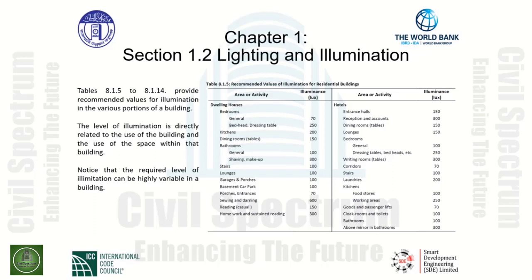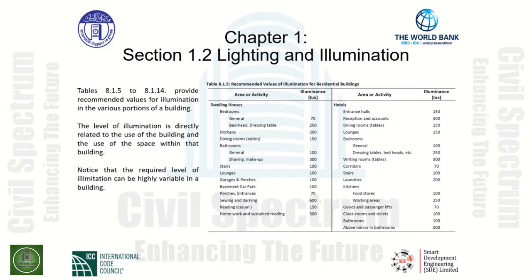For bedrooms, general areas within the bedrooms, we need to have a minimum of 70 lux. Kitchens, it goes up to 200 lux. Dining rooms, 150. In bathrooms, the general lighting area would be 100 lux. When you have detailed work such as shaving and makeup, the illuminance goes up to 300 lux. Stairs, as you can see, is 100.